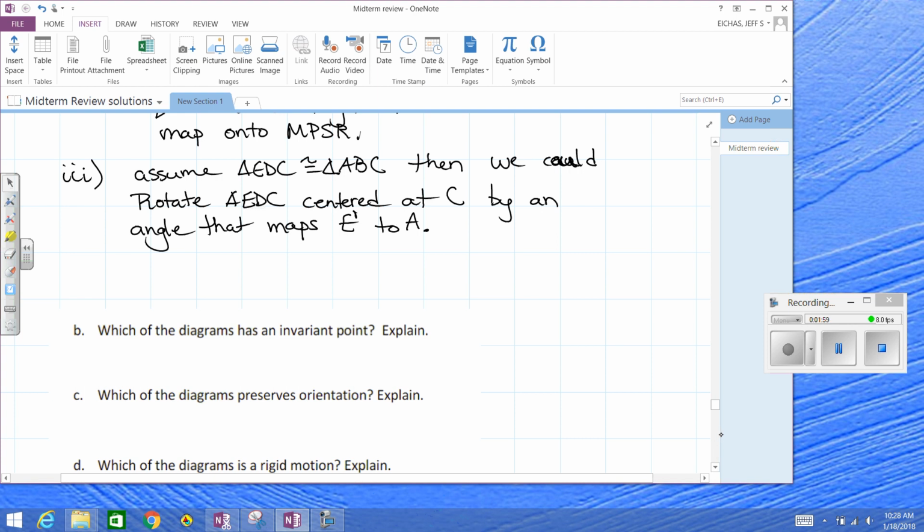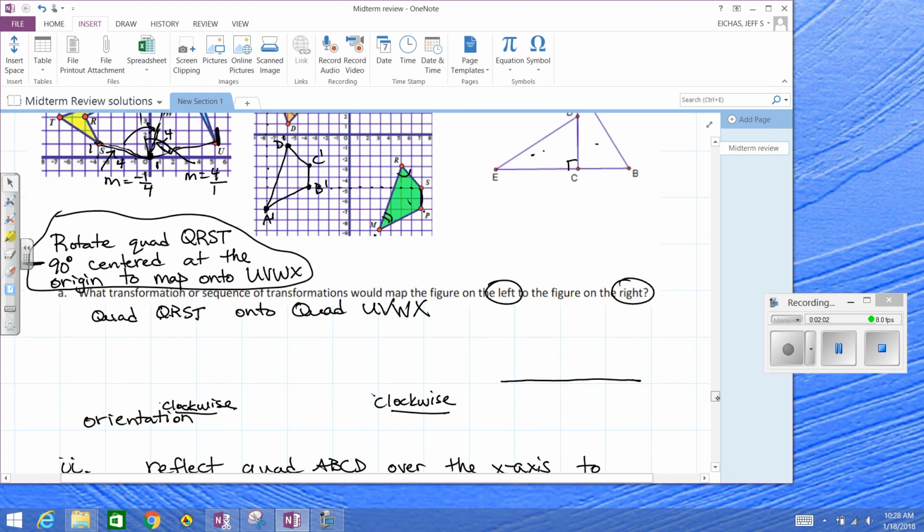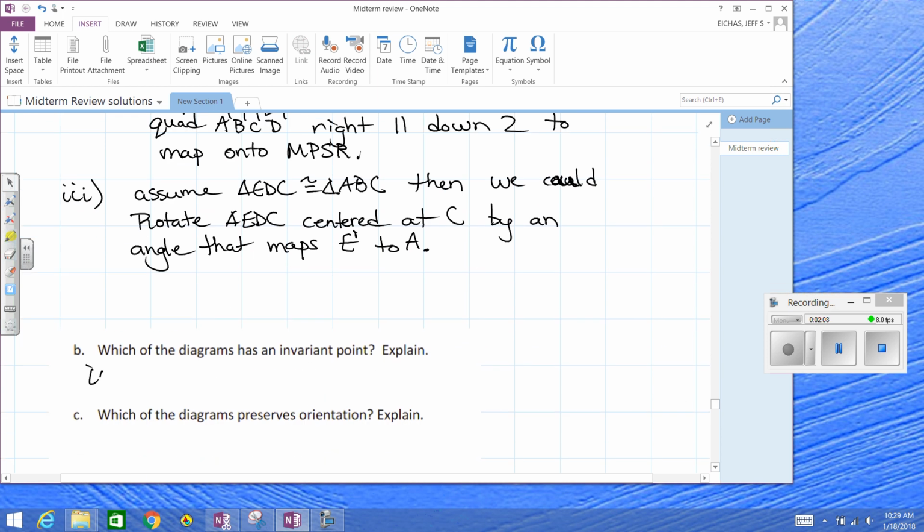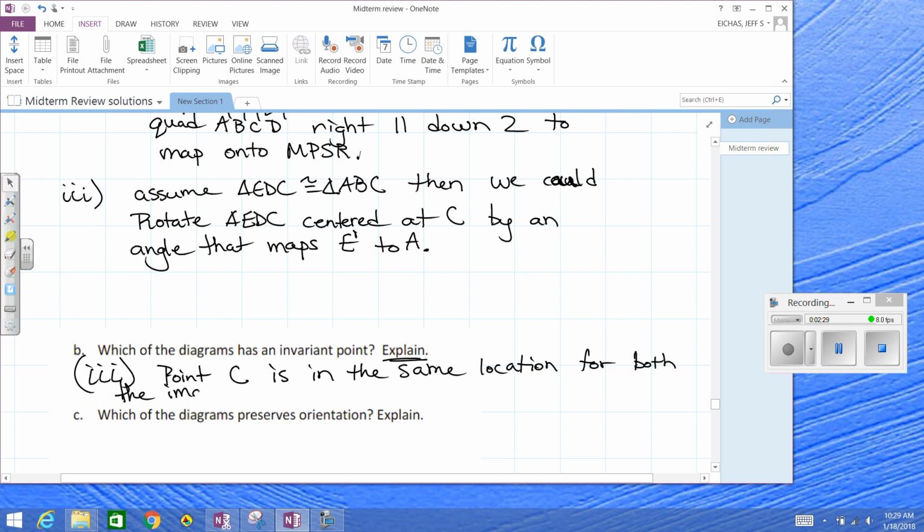Which of the diagrams has an invariant point? The only one that I see, a point that doesn't move, is figure 3. And of course, explain means use your words. Okay, point C is in the same location for both the image and the pre-image. Okay, that's what invariant point means. Invariant points don't move.